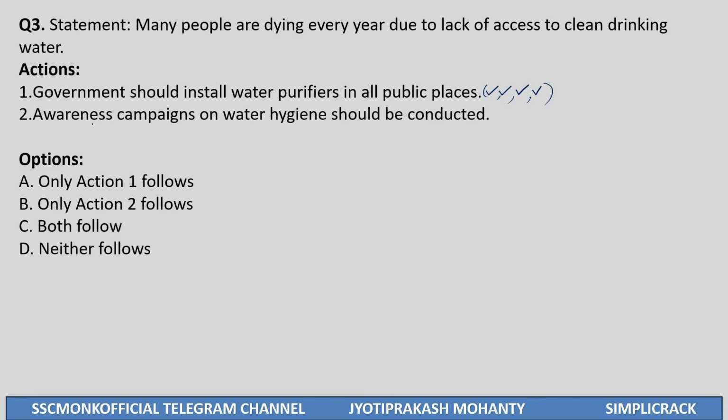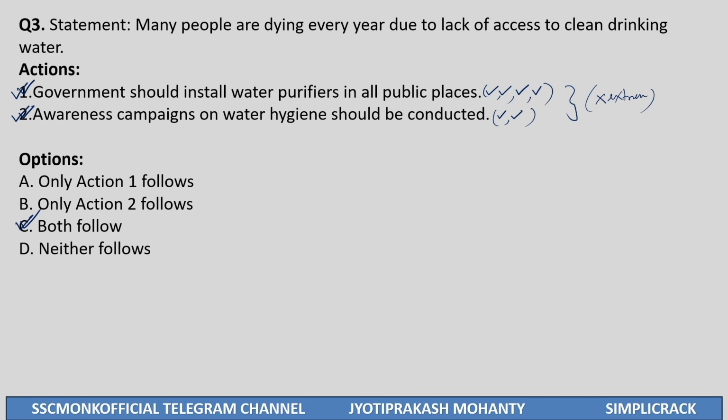Now second, awareness campaigns on water hygiene should be conducted. By conducting awareness campaigns on water hygiene, people will understand why it is important to drink clean water. So this is a practical approach, and with this we can avoid the death of many people. So this course of action should be taken, and that course of action should be taken, and both these courses of action are not extreme. That means both the actions can be taken. So option C is my right option, that both follow.